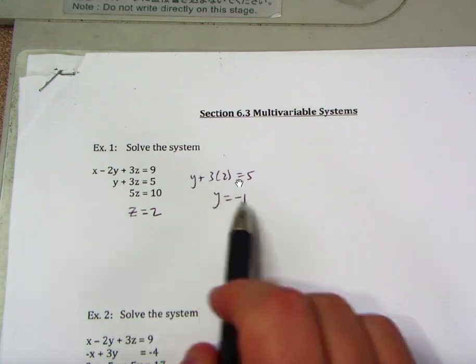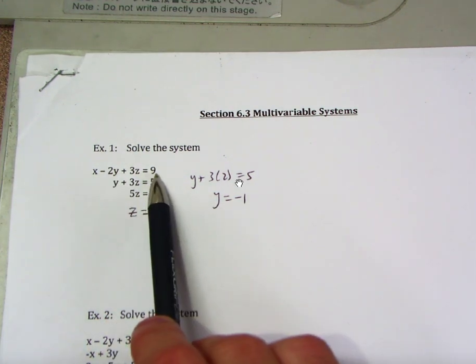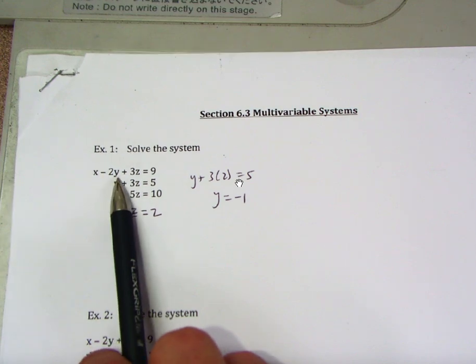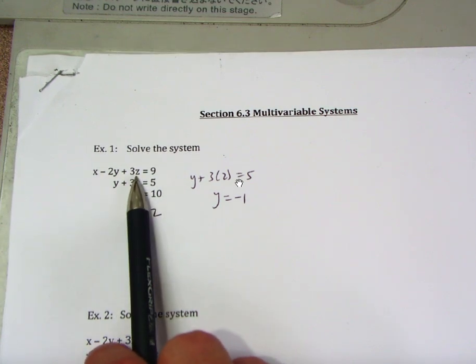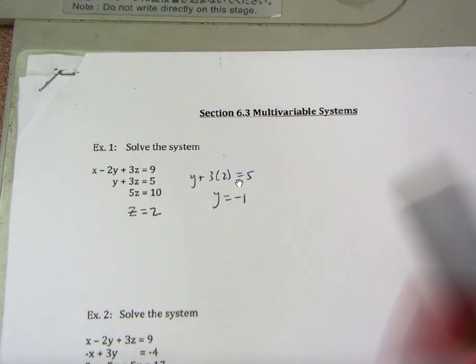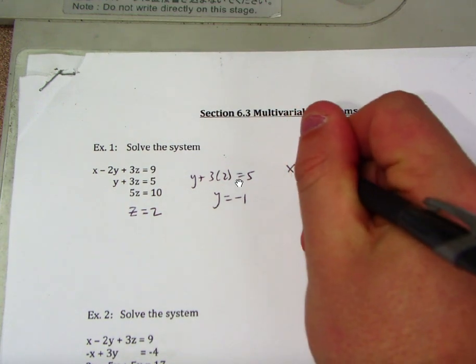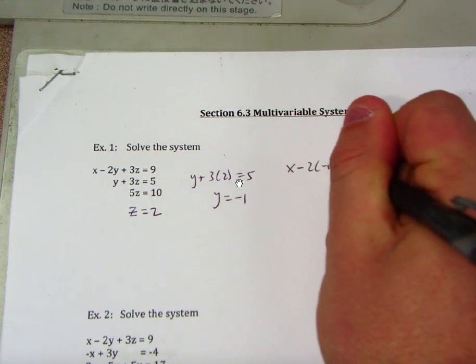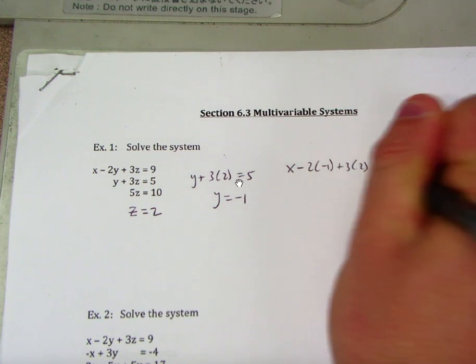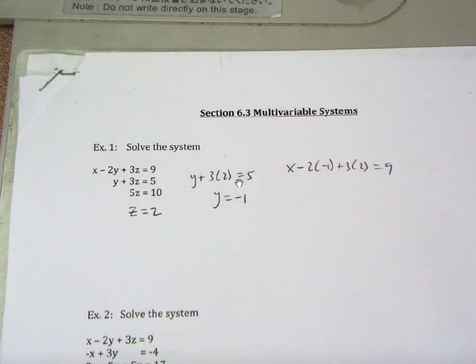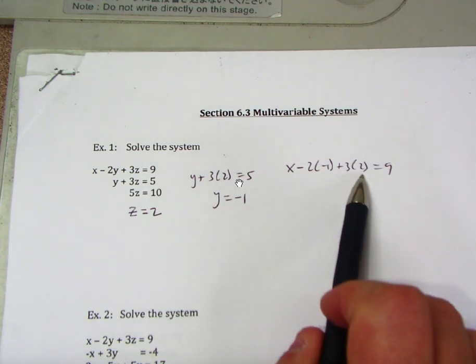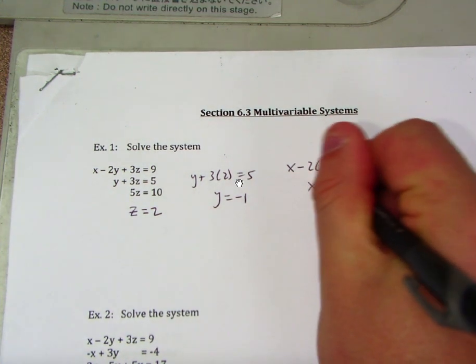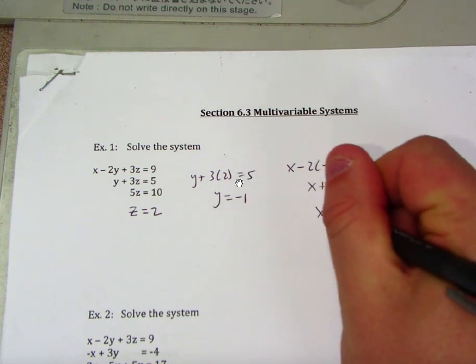Well, now that you know what y and z are, look at the very top equation. We need to find what x is. Well, we know y is -1. We know z is 2, so let's plug those numbers into that top equation. So x minus 2 times -1 plus 3 times 2 equals 9. So I'm just plugging in -1 and 2 into the top equation for y and z. And we got 2 plus 6, that's 8. So x plus 8 equals 9. x equals 1.